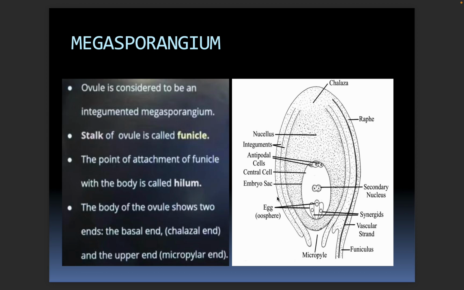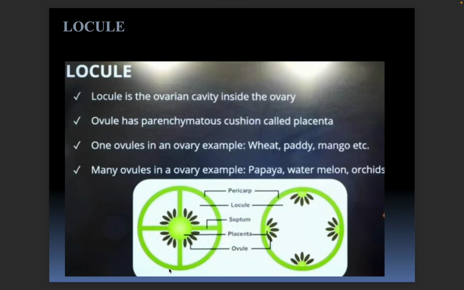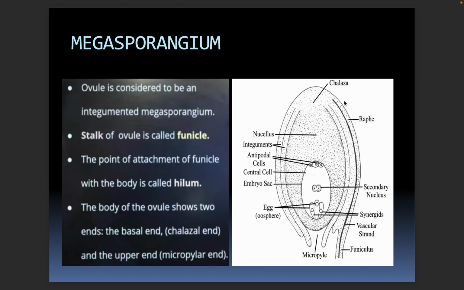Next, then what is a megasporangium? Definitely, inside the ovary, there was presence of ovule, right? There was presence of locule, and this locule was a cavity. You can find multiple ovules over here. This ovule is called as megasporangium, right? That one single ovule is called as megasporangium. Multiple layers, multiple coverings are present. Those coverings are called as integument. That is why we say that ovule is an integumented megasporangium.